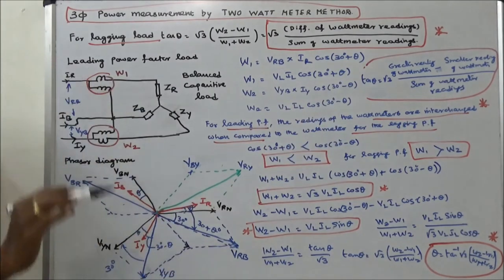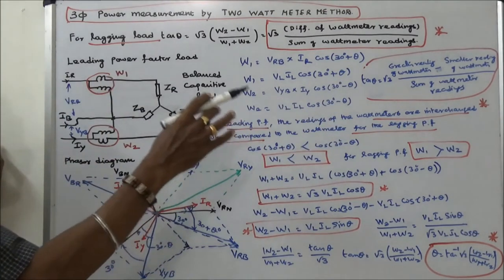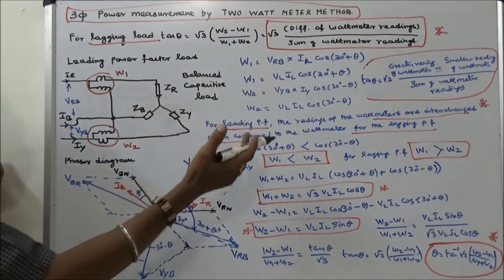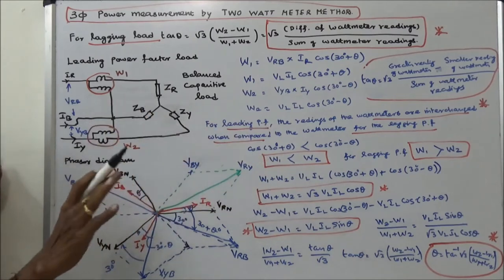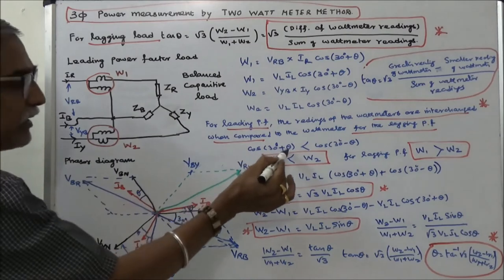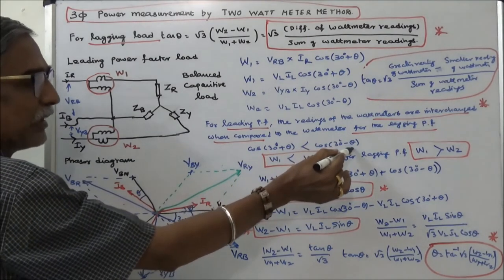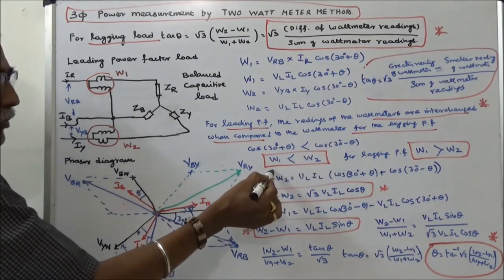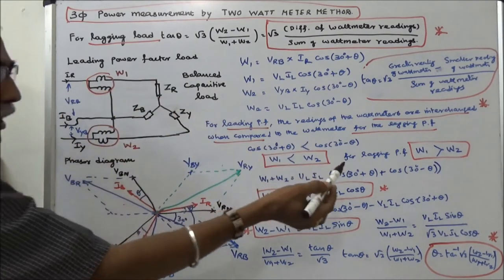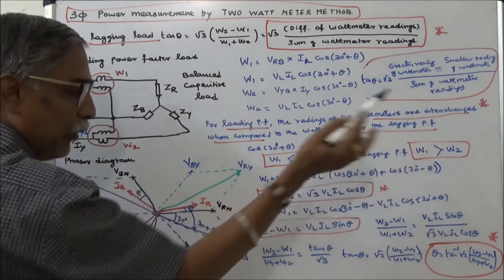For leading power factor, the readings of the wattmeters are interchanged when compared to the lagging power factor. Very important point. Cos(30 plus theta) is smaller than cos(30 minus theta). W1 is smaller than W2 for a leading power factor load. For a lagging power factor load, W1 is greater than W2.